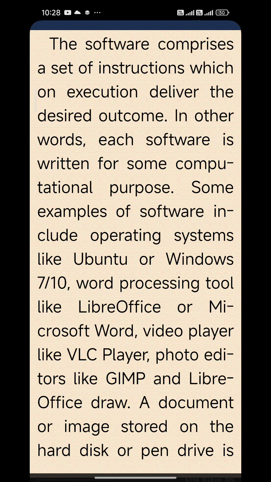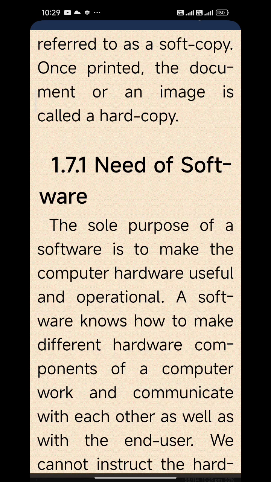In other words, each software is written for some computational purpose. Some examples of software include operating systems like Ubuntu or Windows 7 or 10, word processing tools like LibreOffice or Microsoft Word, video players like VLC player, photo editors like GIMP and LibreOffice Draw. A document or image stored on the hard disk or pen drive is referred to as soft copy. Once printed, the document or image is called a hard copy.